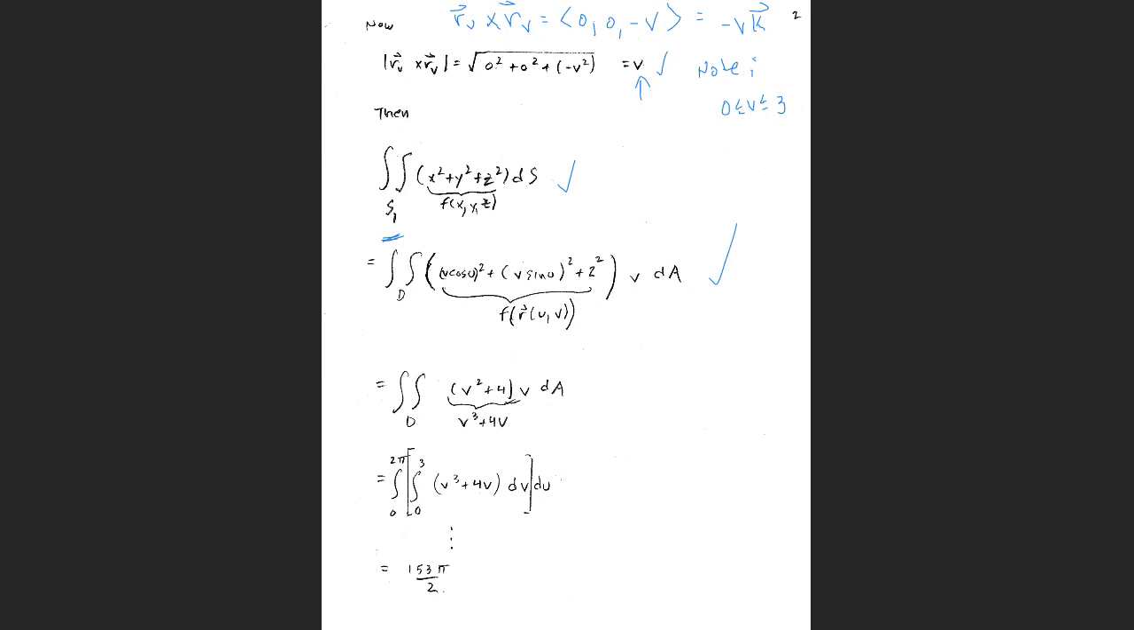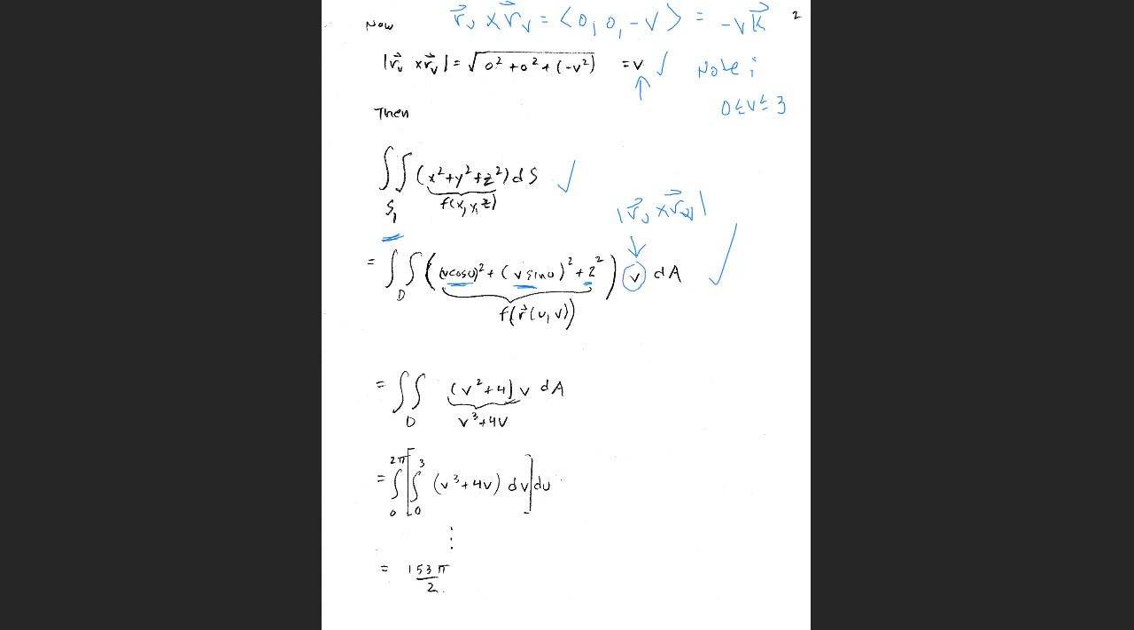So the function is x squared plus y squared plus z squared. Well, we know based on our parameterization of this top disk S1, x is v cosine u, y is v times the sine of u, and z is just 2. And then there is the length of our cross product vector, R sub U cross R sub V. That's just equal to v.